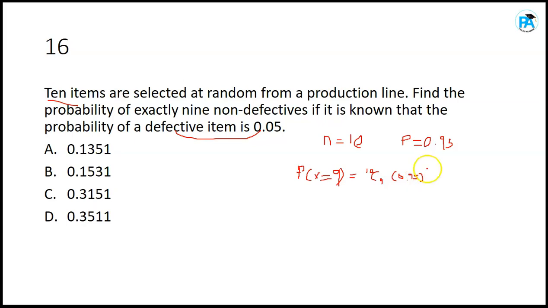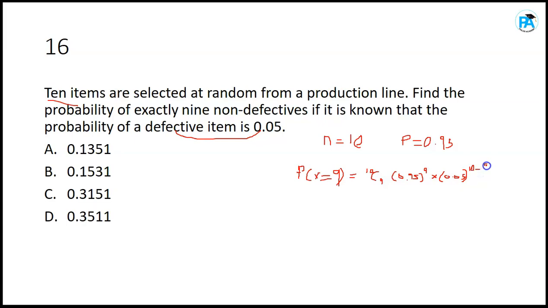0.95 exponent 9, isn't it? Exponent 9, okay, times 1 minus 0.95, which will give you 0.05. So, in this question, they gave you the probability of the other, okay, 10 exponent 9, n minus x. That's what the binomial formula says, if you can recall.